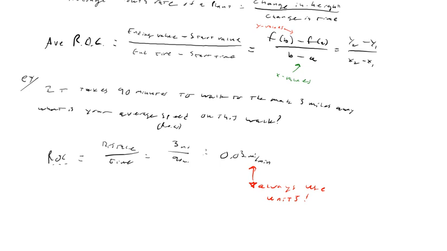We could also do this in miles per hour. Instead of 3 miles in 90 minutes, I could say this is 3 miles over 1.5 hours. 3 miles in 1.5 hours, which would be a different number. So that would be an average of 2 miles per hour. And so both these answers are correct. It just depends on the units.